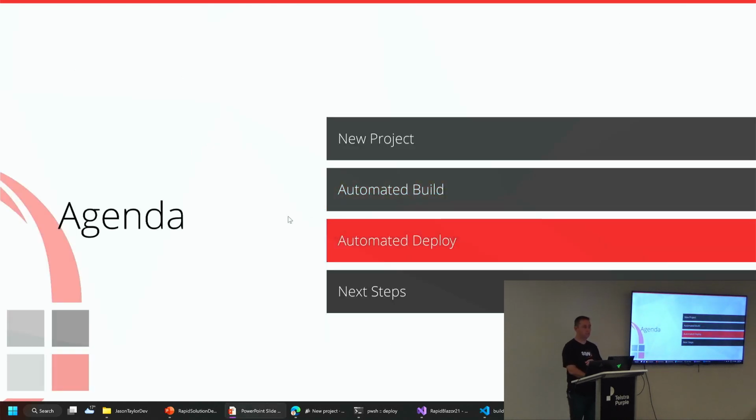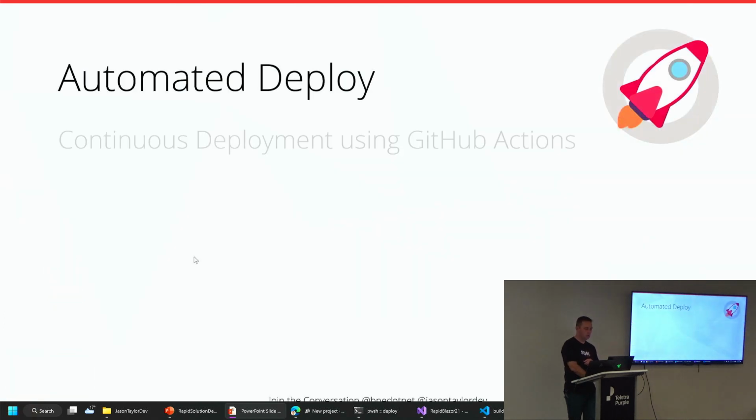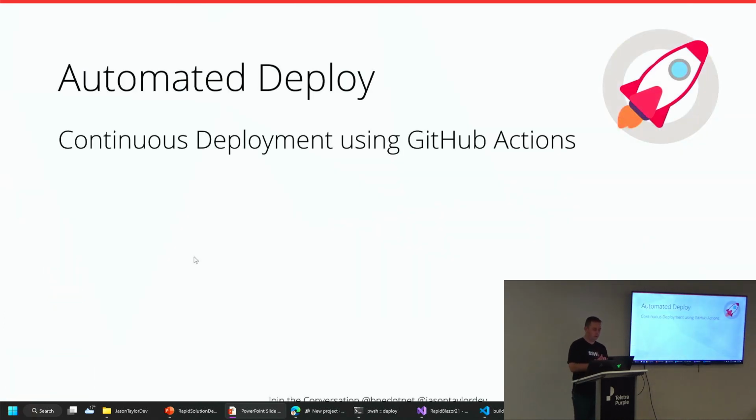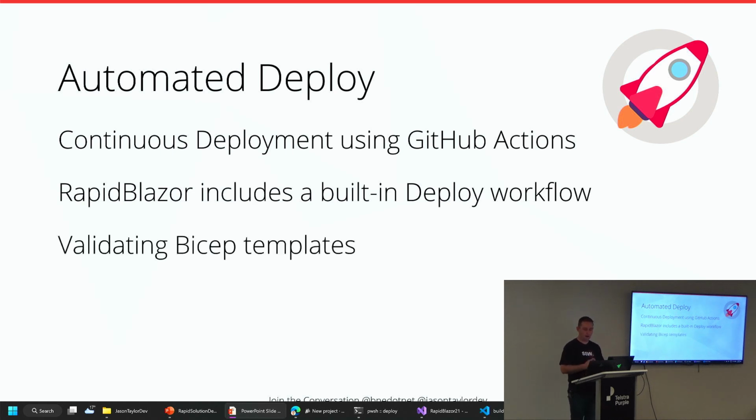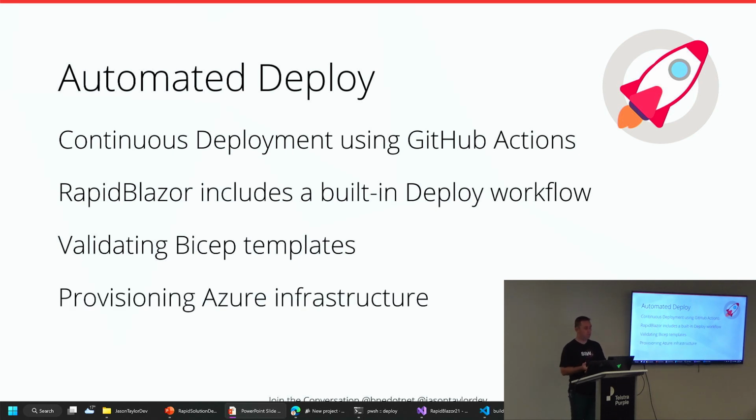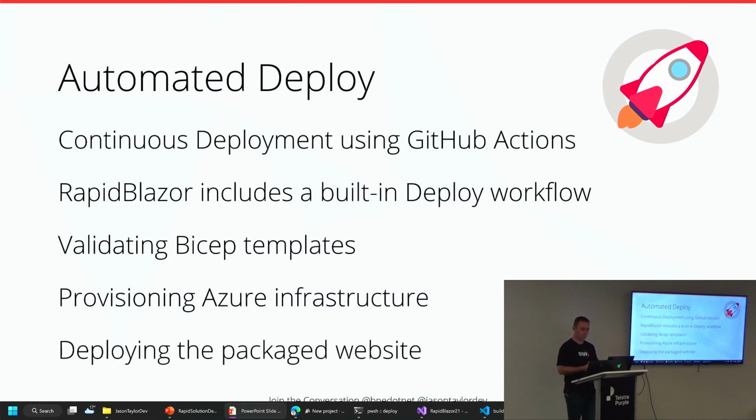So now let's look at the automated deployment. For the automated deployment, we're going to have continuous deployment also using GitHub Actions, of course. The Rapid Blazor template includes a built-in deployment workflow, and the deployment workflow will run after the build workflow succeeds, and it's responsible for validating the Bicep templates, provisioning Azure infrastructure, and deploying the packaged website. Once the deployment workflow successfully completes, the new site will be live.